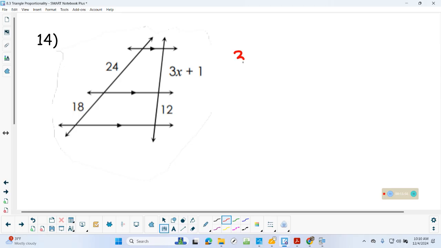I'm going to start with the 3x plus 1, and we're over 12. Okay, keep the order. What's your second fraction have to be? 18 over 24, 24 over 18. 24, good. Now, you could reduce 24 and 18. I'm going to do that. It just makes my life a little bit easier. 6 goes into both of them. 6 goes into 24. 6 goes into 18. You don't have to reduce. I just like to, so I don't have to get the calculator out.